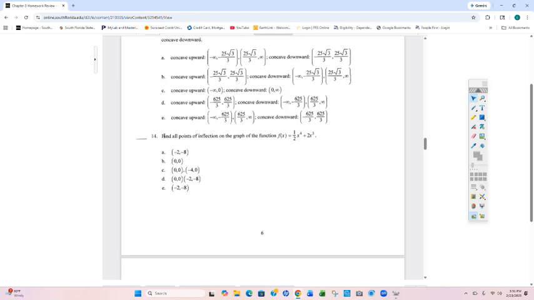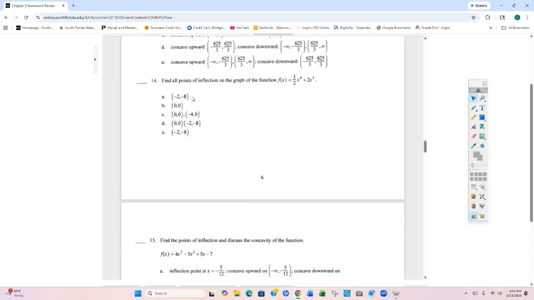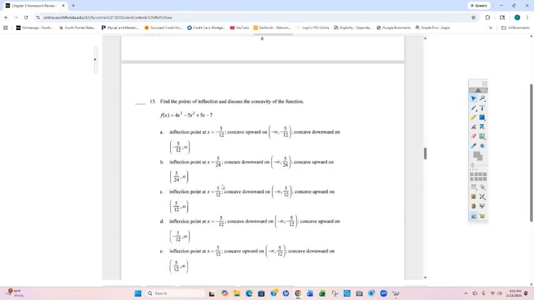Number 14, find all the points of inflection of the graph of the function f of x equals 1/2 x to the 4th plus 2x cubed. Answer A is the coordinate negative 2, negative 8. Answer B is the coordinate 0, 0. Answer C has two coordinates, 0, 0 and negative 4, 0. Answer D has two coordinates, 0, 0 and negative 2, negative 8. Answer E, negative 2, negative 8. The correct answer is D, and that came from section 3.4.